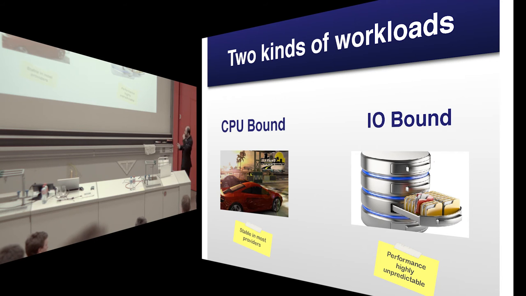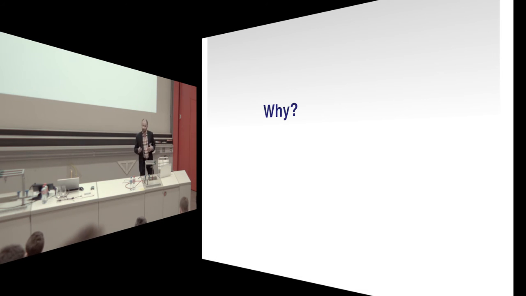What we see here is that CPU-bound benchmarks are, in most providers, we had exceptions before, and I'm going to talk about them. But in most providers, these CPU benchmarks and the CPU-bound applications are going to be very, very predictable, and they're very easy to do capacity planning for. While the IO-bound ones are much harder to predict. So this raises the question, why do these different workloads behave so differently?